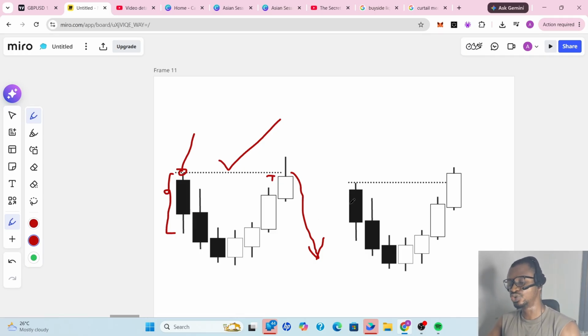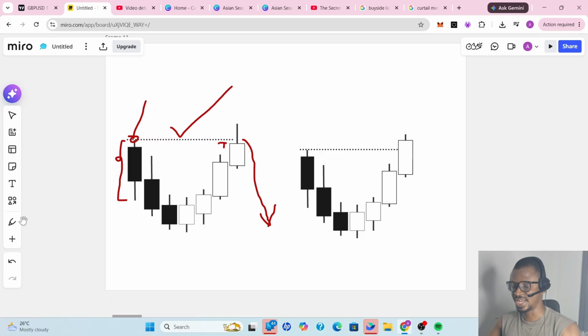So then let me show you where a liquidity sweep is considered not valid. In this case, you can clearly see it.